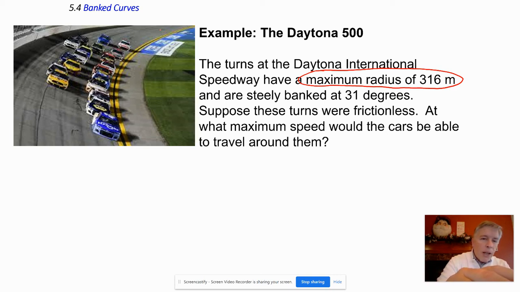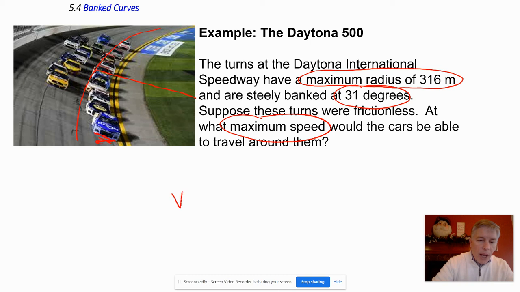That means if I were to follow this along and go from there to the center of the track, I know the track is not a true circle, but the center of that particular curve would be about 316 meters, and they're banked at 31 degrees. So the angle that it's banked at is 31 degrees. If we did that, what's the maximum v they could make it around?